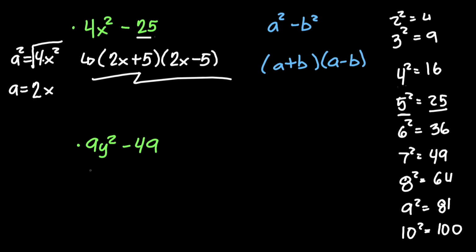For this, 9y squared minus 49. A squared here is 9y squared. And the square root of 9y squared here would be 3y.